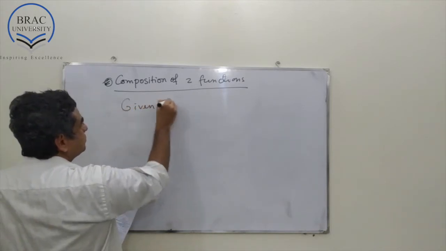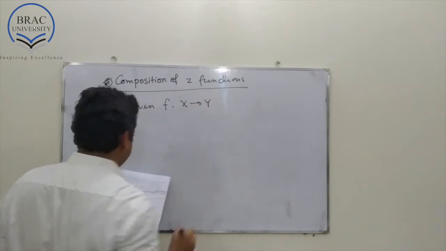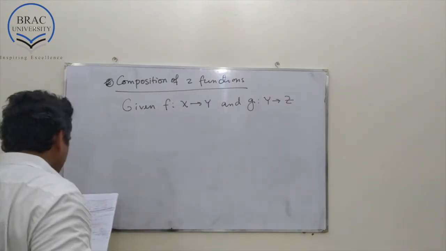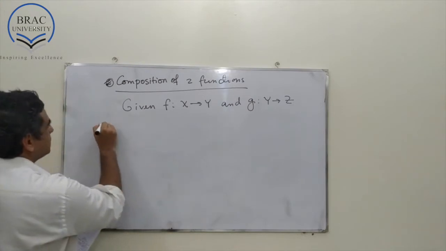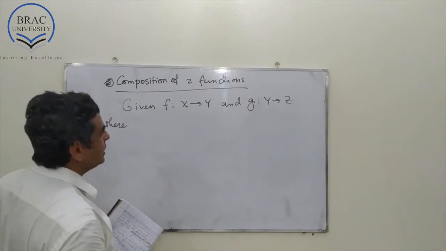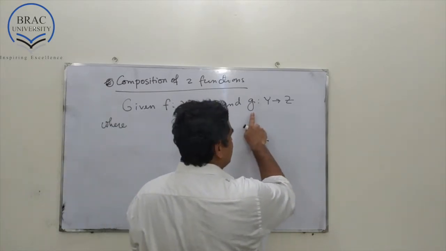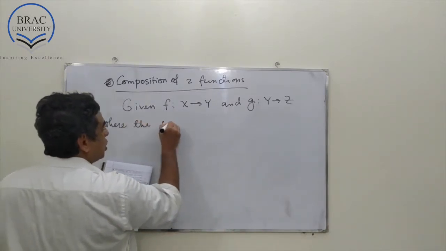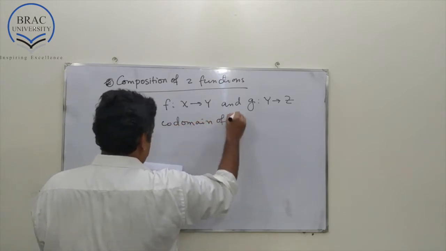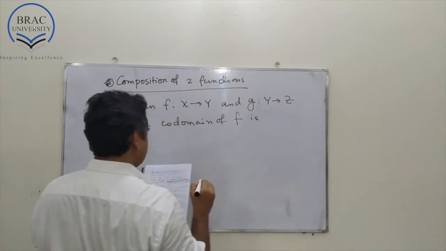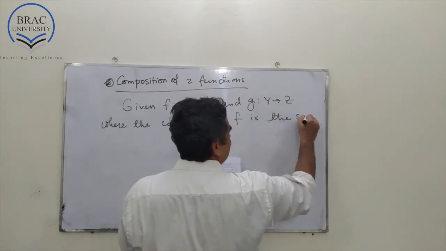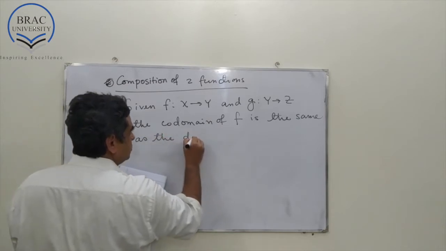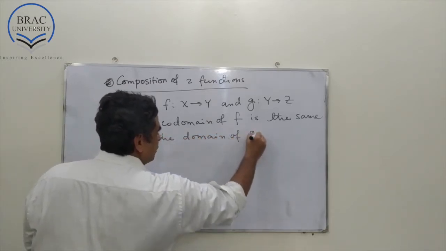Given a function f from X to Y and another function g from Y to Z, it is important to have the codomain of f be the domain of g, which is in this case the set Y, where the codomain of f is the same set as the domain of g.